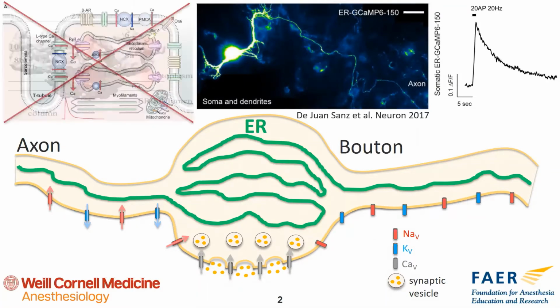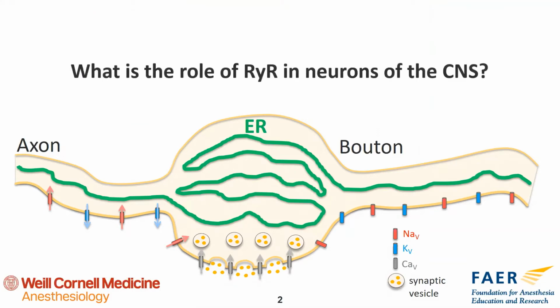This finding raises the question, what is the role of ryanodine receptors in neurons of the central nervous system? The answer to this question may not only address poorly understood biology underlying synaptic communication, but may also be relevant to the pharmacology of commonly used drugs that impact ryanodine receptors, such as volatile anesthetics and local anesthetics.